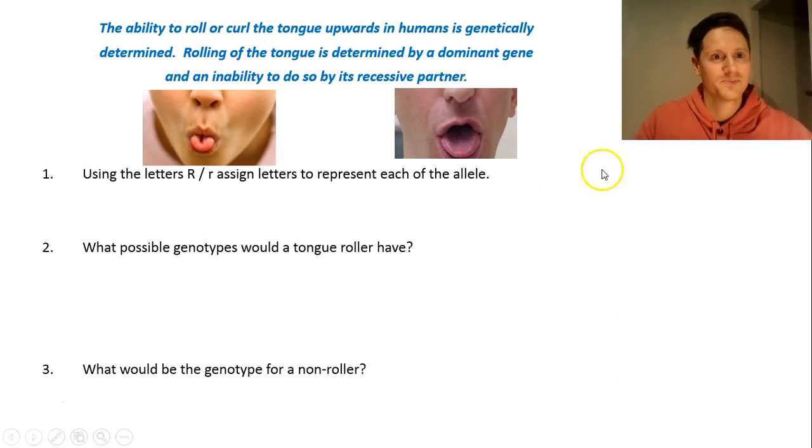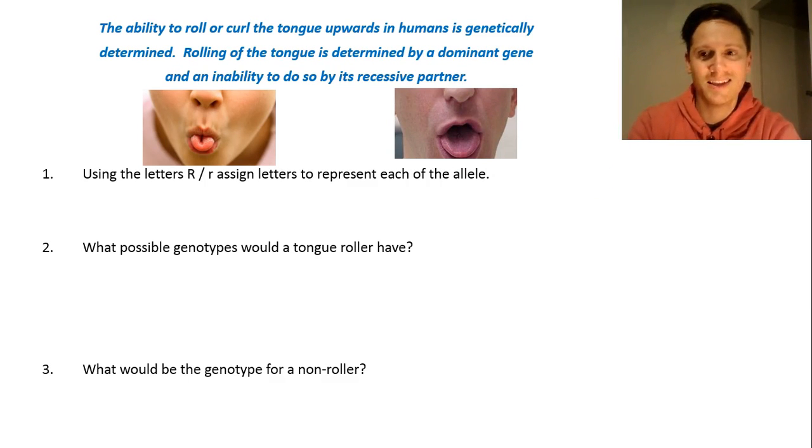Alright, another problem. The ability to roll or curl the tongue upwards in humans is genetically determined. You actually can't learn this. Either you can do it or you can't do it. It's pretty odd. The rolling of the tongue is determined by a dominant gene. Alright, I'm going to try and do this. I think that counts. So I can do it, okay? So I'm pretty special, let's be honest.